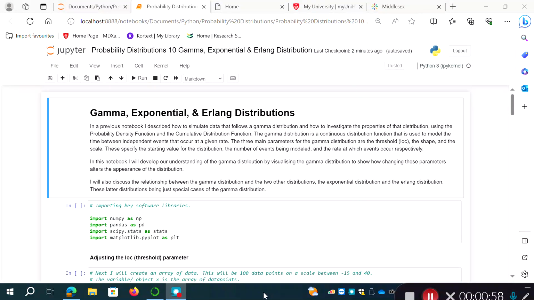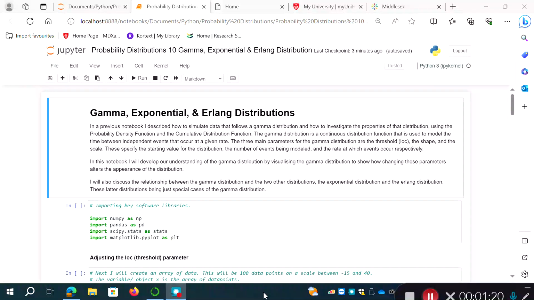And the three main parameters for the gamma distribution are the threshold, also known as the loc, which is the starting value, the shape, and the scale. And these specify the starting value for the distribution, as I just said, that's the threshold, the number of events being modelled, that's the shape, and the rate at which events occur, respectively, and that's the scale. It's usually given as a rate.